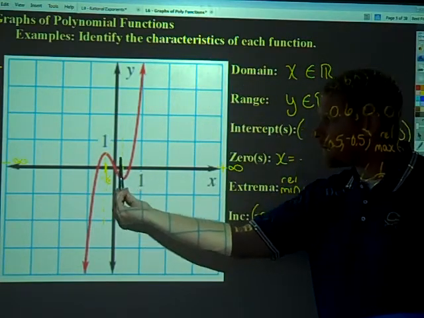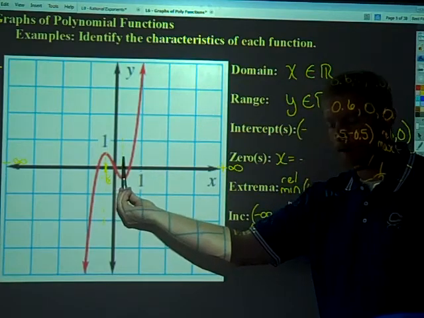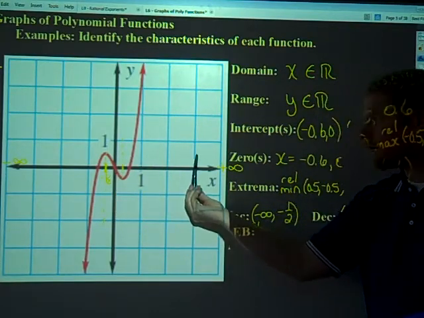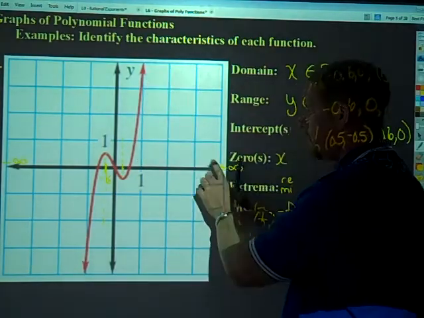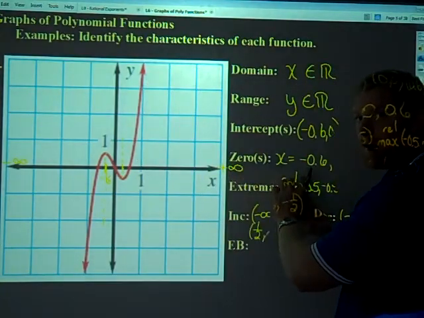So as you can see from here, when x is 1/2, as I continue to move this way, my function is increasing. It's going up the entire time as x continues out towards positive infinity.